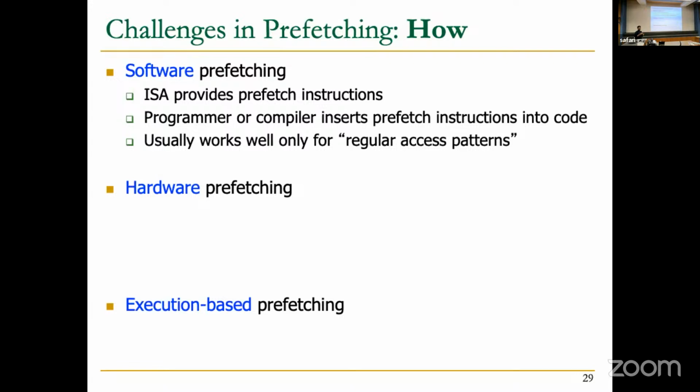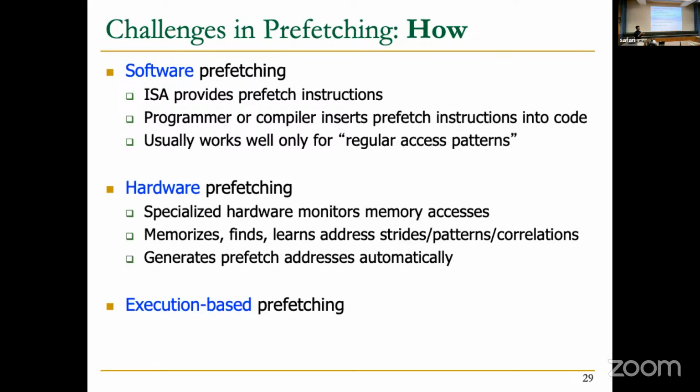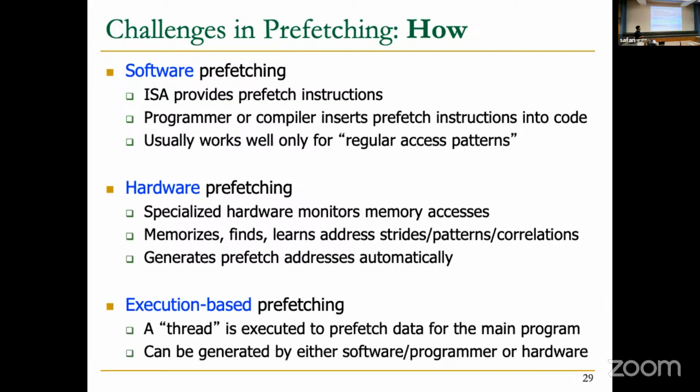So the programmer or the compiler is going to insert these instructions explicitly in the program to make these prefetch decisions. Hardware prefetching is where you have specialized hardware that generates the memory access automatically, and we as a programmer or the compiler are completely oblivious to this memory request and prefetch request. And then we can have something called execution-based prefetching, which is essentially an execution context, or say a thread, that is running ahead of the actual program execution just to start fetching the data for the actual execution.